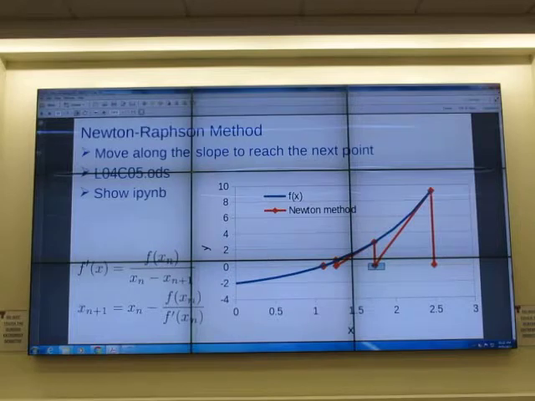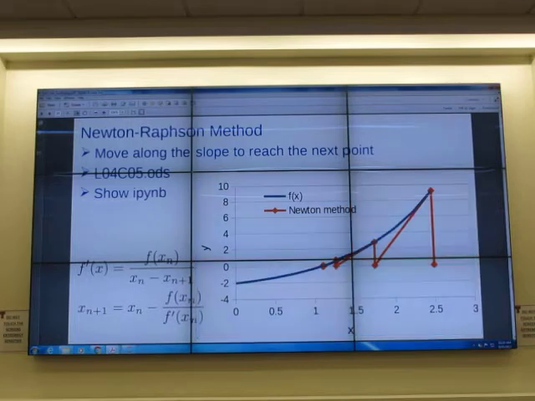From your new starting point, you find the function value. So you get that, right? Function value. Then we calculate the slope. After the slope, we extend that line until it crosses the x-axis. And then we keep doing this until we find the point where f(x) equals 0. Easy enough? Makes sense?